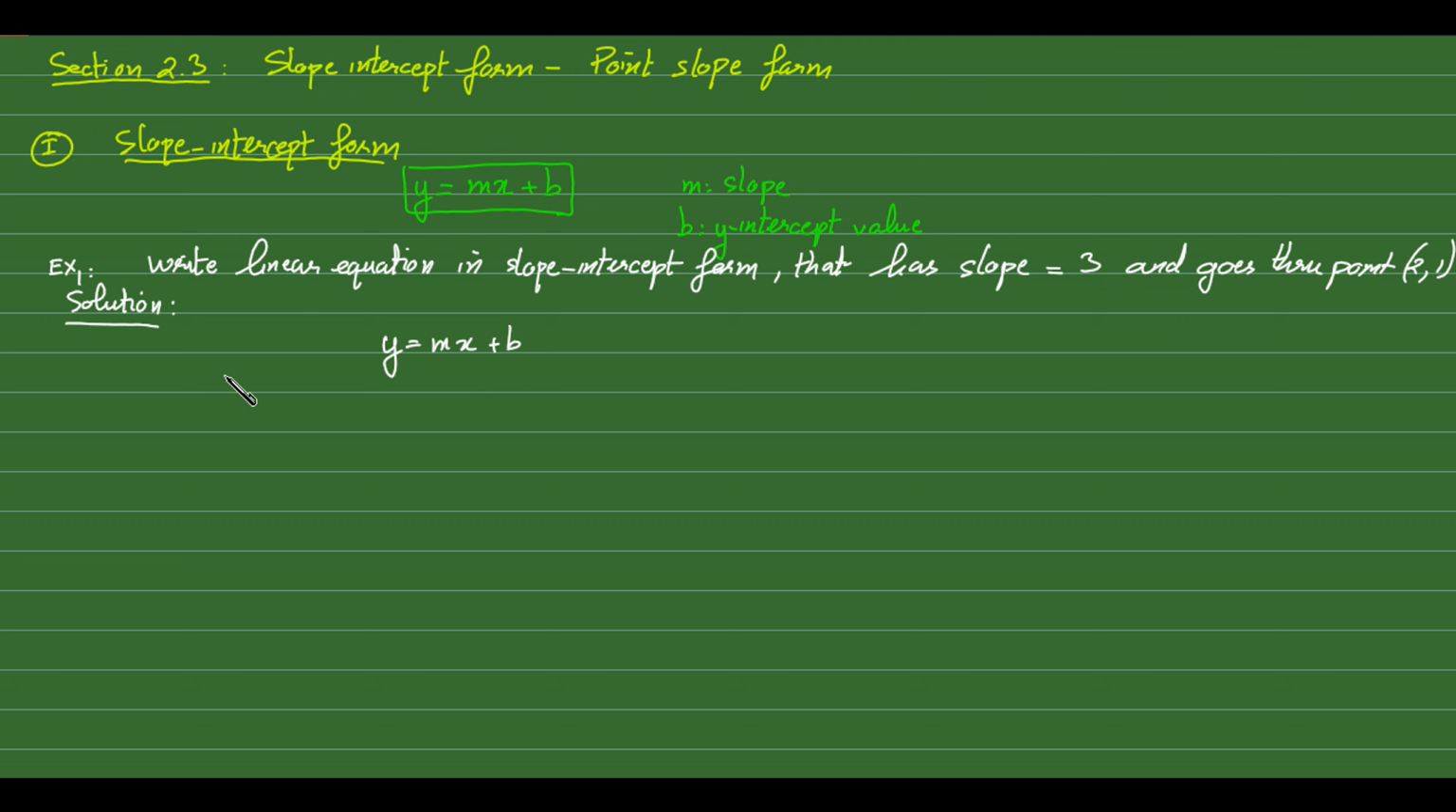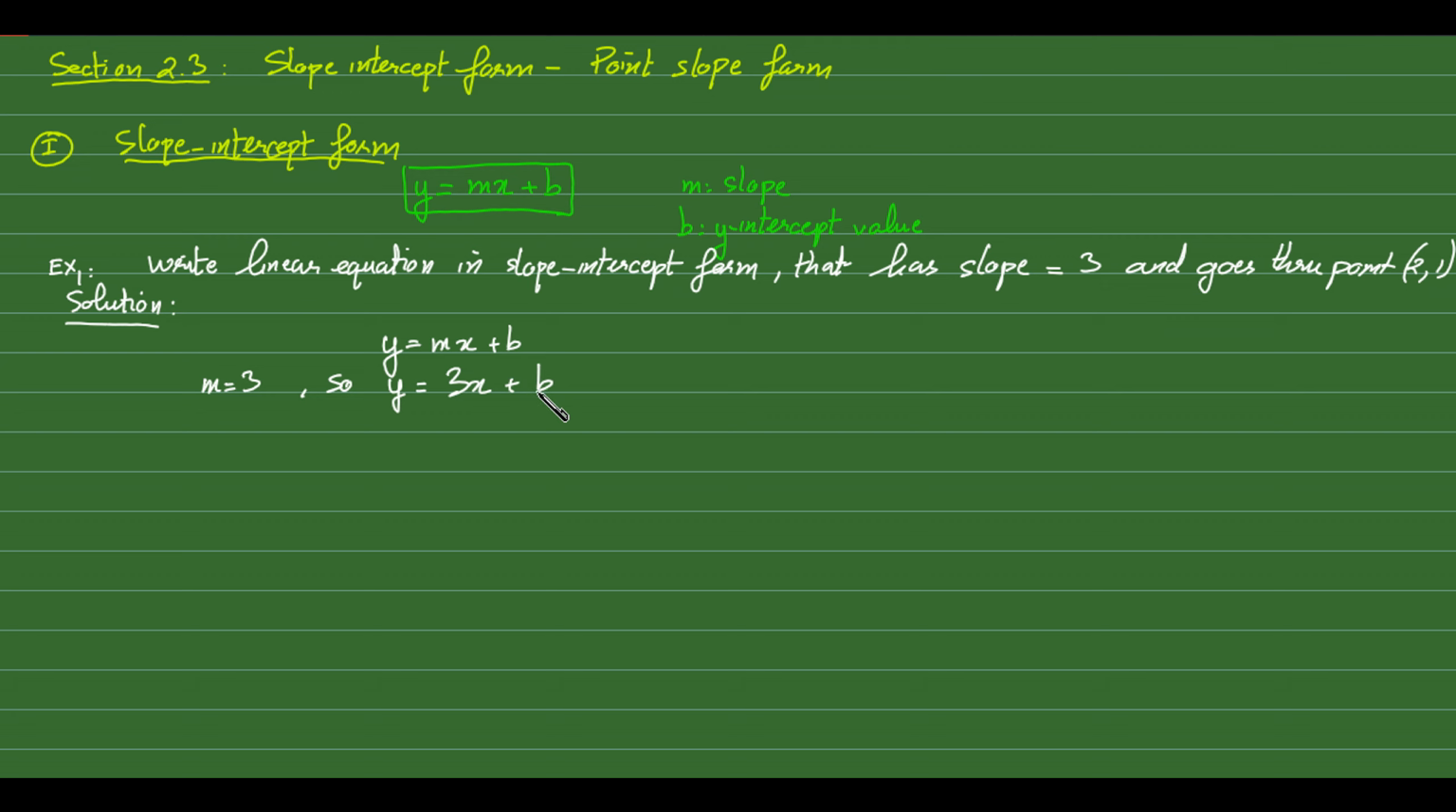Okay, so let's ask ourselves if we already have the slope. Well, the question already gave you the slope, right? So the slope equals 3, so m equals 3. Because m equals 3, you go ahead and plug it in here. So the equation will become y equal to 3x plus b.